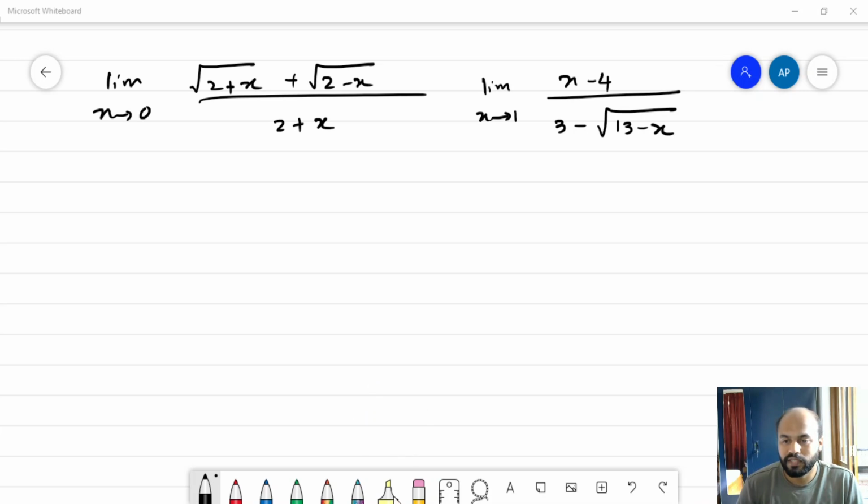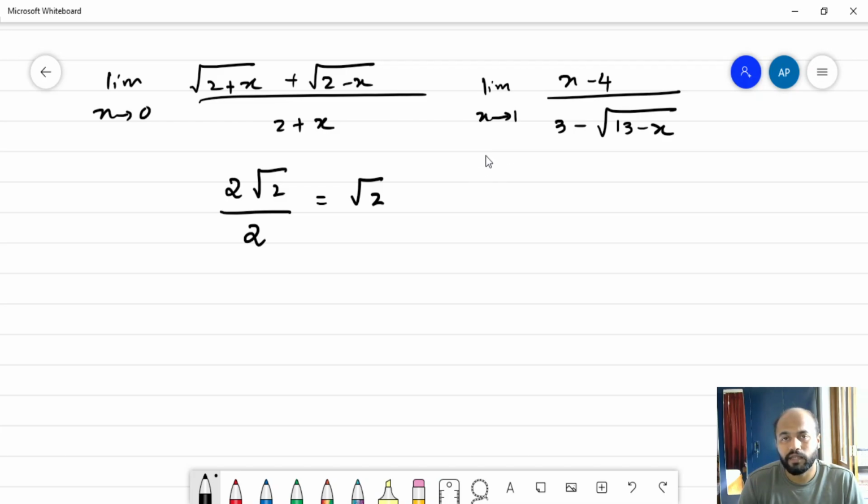So let's try out these problems now. Now the difference between the last problems and this problem is that here we have a function under a root sign. So let's see how to tackle it. If I put x equals to 0, then there is no harm in it, as we get 2 root 2 by 2, the value of which is root 2.